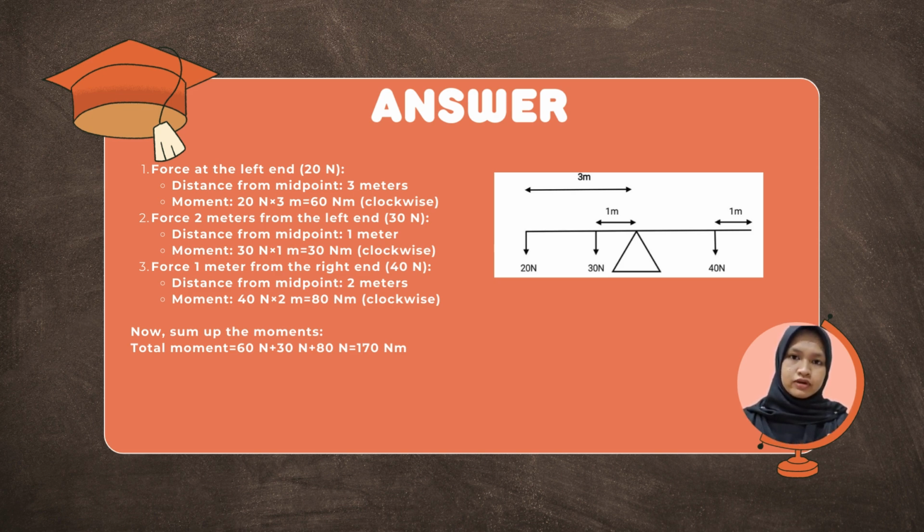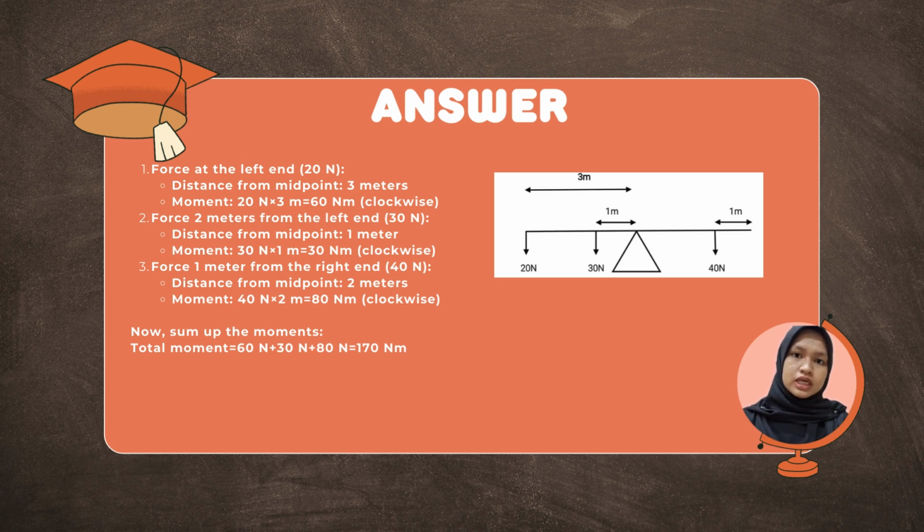First, the distance of the 20 Newton force from the midpoint equals 3 meters. Second, the distance of the 30 Newton force from the midpoint equals 1 meter, since the 20 Newton force is 3 meters, so we minus 2 from the 3 and get 1 meter. Then, the distance of the 40 Newton force from the midpoint is 2 meters, as the question stated that the 40 Newton force acts downward 1 meter from the right end. So we get 2 meters.